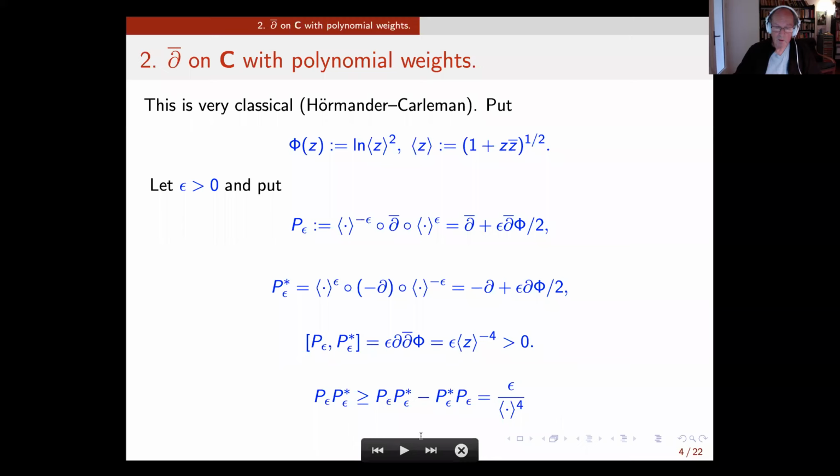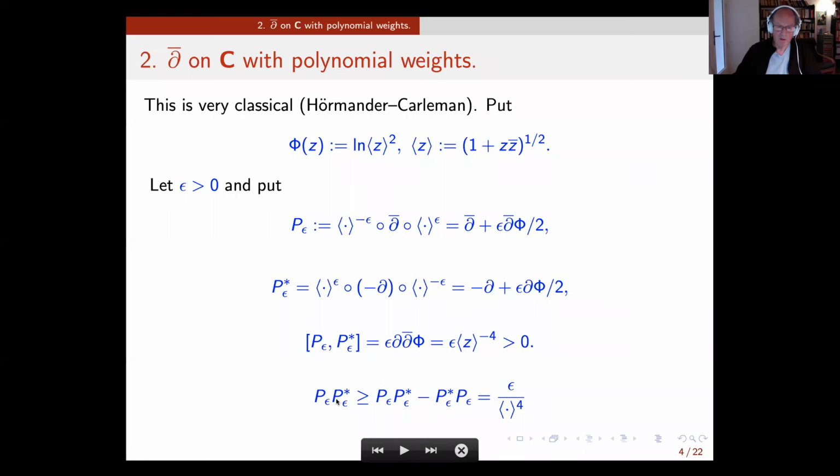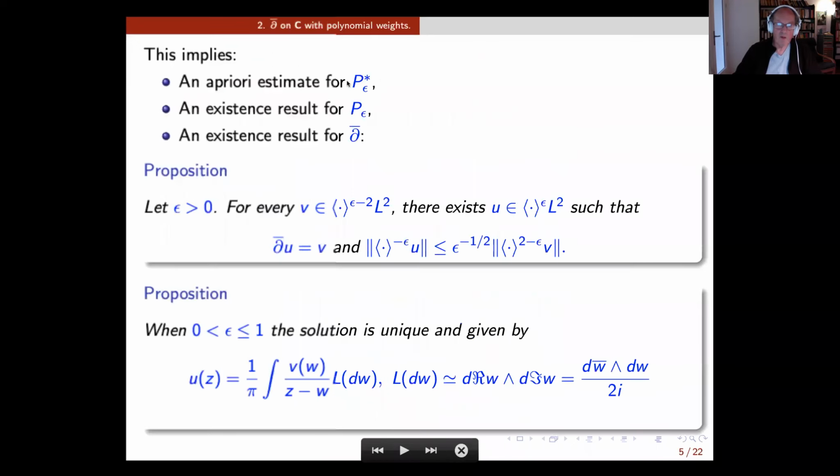So in the Hörmander method, usually P epsilon star P epsilon is used, and that gives you, well, let me just continue here. I'll take the next. So this implies that you have a nice a priori estimate for P epsilon star. From this you can estimate the L2 norm of P epsilon star u from below by some negative power of bracket z times u, in the L2 sense. And once you have an a priori estimate for P epsilon star, then you can get an existence result for P epsilon. And now P epsilon is just a conjugation of the D-bar. So this gives you an existence result for D-bar.